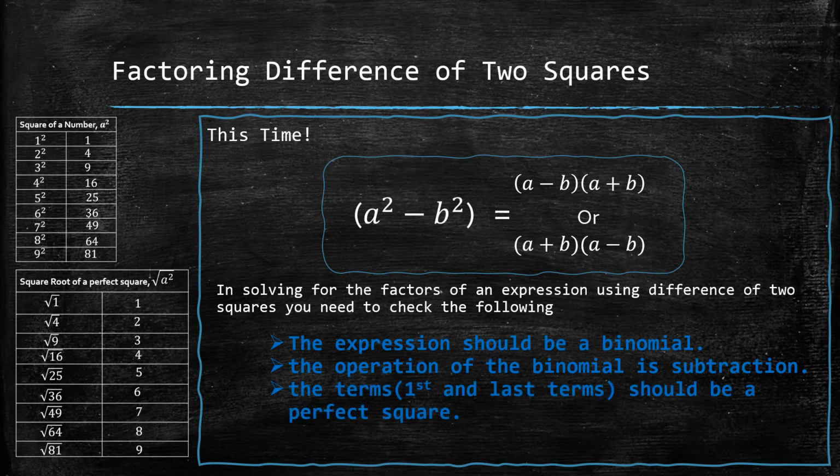Next. The terms, the first and the last terms, should be a perfect square. Dapat perfect square. Let's check the terms, the first and the last. You have a squared and b squared. Okay? Those are perfect squares. So, check na punta din na. Okay? So, again before ta mag-solve of difference of two squares, before natin factor, you have to check these three criteria.